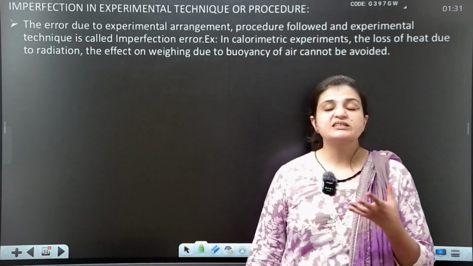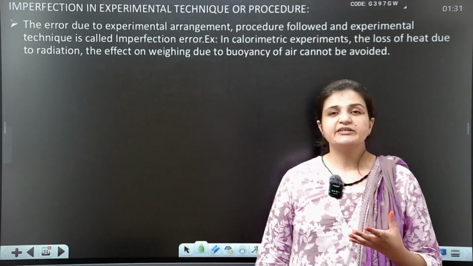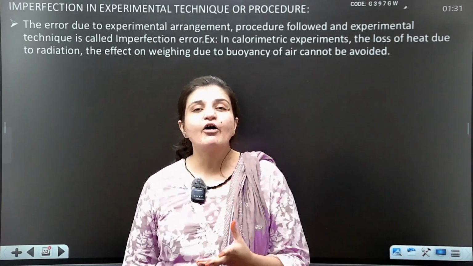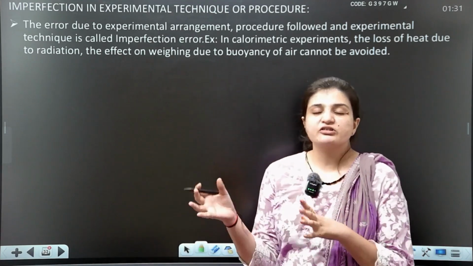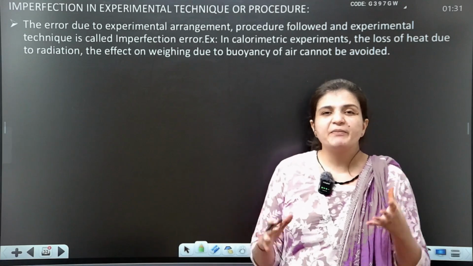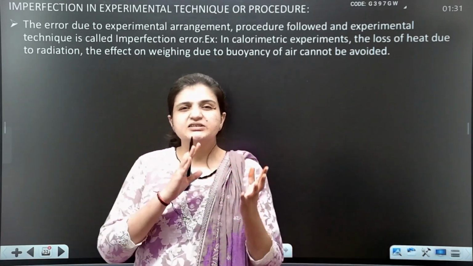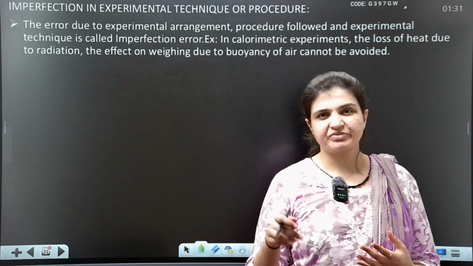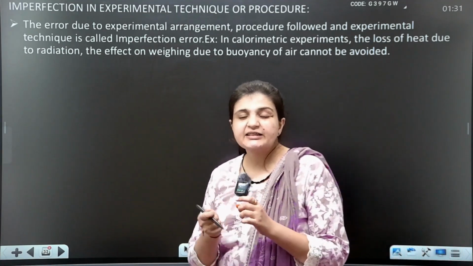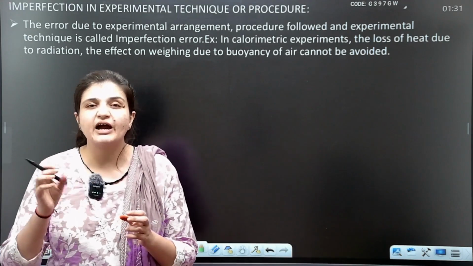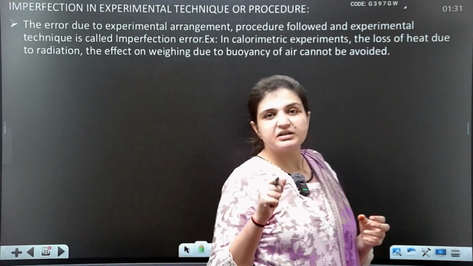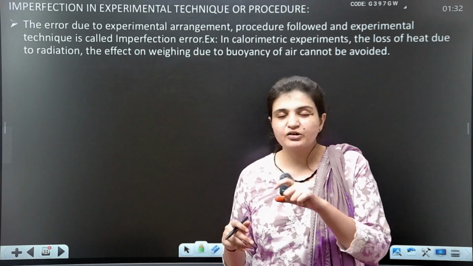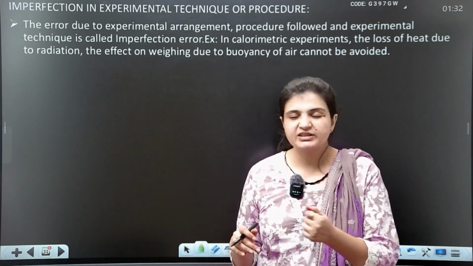Now we will talk further. The next type of systematic error is the imperfection in the experimental technique or procedure. We are performing an experiment and there is a procedure to it. For example, we prepare tea. There is a procedure for it: we have to heat the gas stove, then pour water, pour the milk, and put the tea in it. But if we don't turn on the switch of the stove, then the tea will not be made.